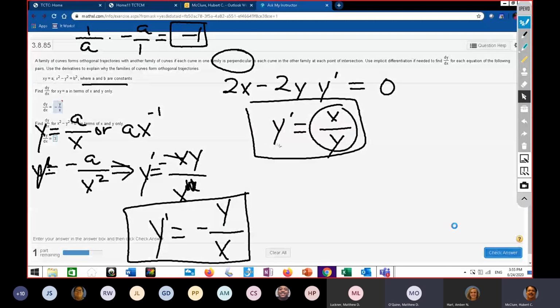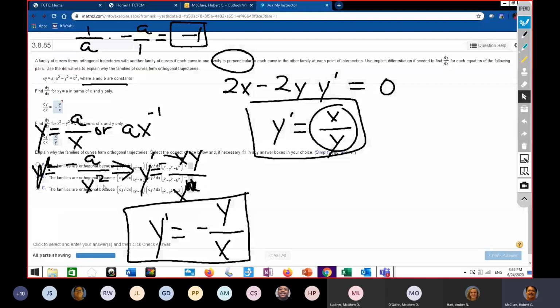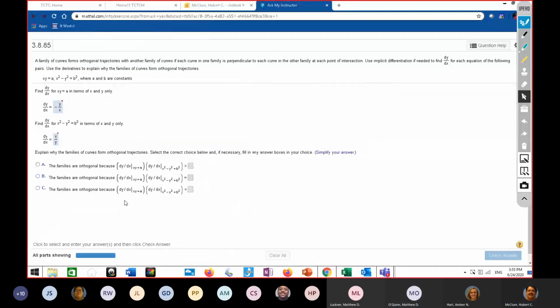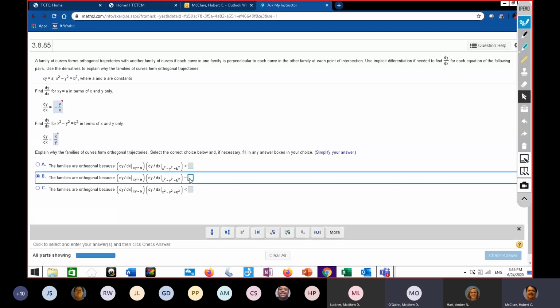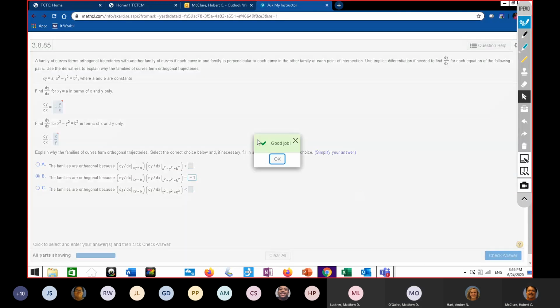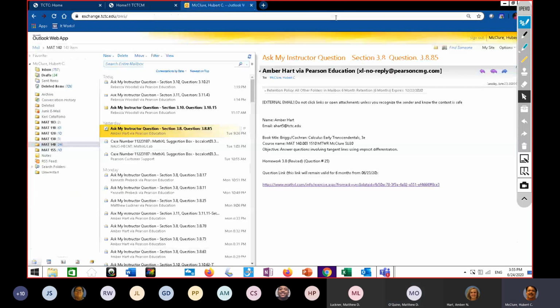Let's see what they got. X over y and negative x over y. So I'm going to delete the board. So it would be the orthogonal. Orthogonal is a 25-cent word for what? Perpendicular. Get used to it. You'll see that in Calc 2. Orthogonal. And you feel good about yourself. Okay, that takes care of 3.8 questions from yesterday.